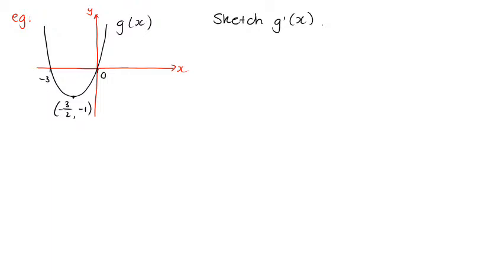So look for when you've got a 0 gradient, look for when you've got a positive gradient, look for when you've got a negative gradient. When is the gradient equal to 0? Good, at the turning point. So that's the x value -1.5. At -1.5, you're going to have a 0 gradient.